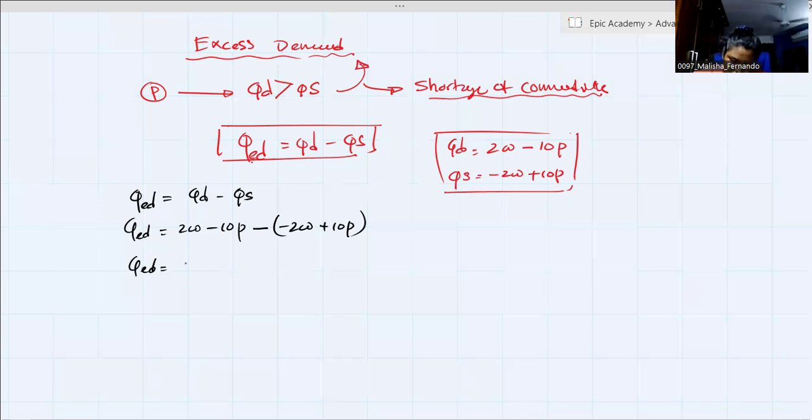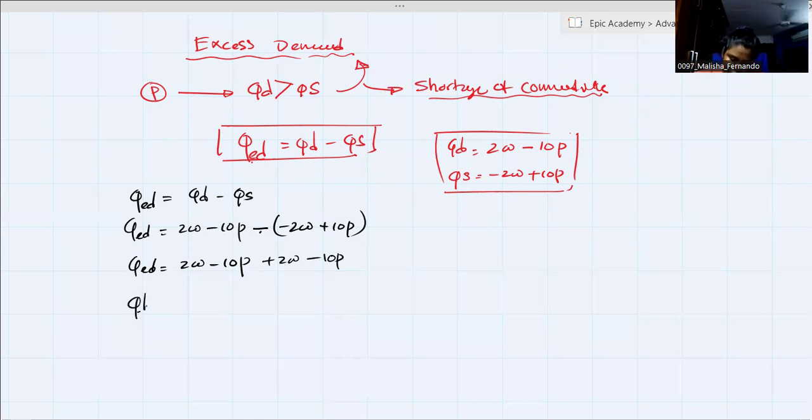QED equals 200 minus 10p, then we have to remove the brackets by multiplying the whole expression by minus. So minus multiplied by minus 200 becomes plus 200. Minus multiplied by plus 10p becomes minus 10p.